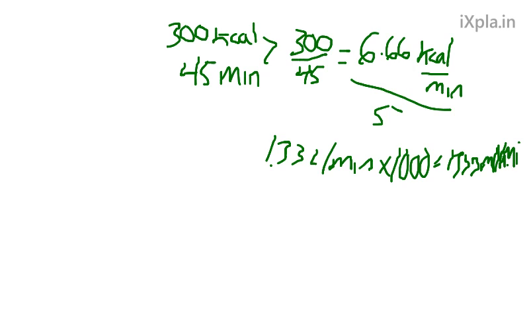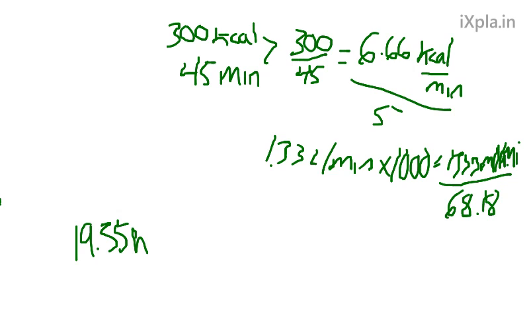Now we have to get kilograms in it and count his kilograms. He weighs 68.18 kilograms. So divide it this time by 68.18 kilograms. And that equals, do I have this written down? I do. That equals 19.55 milliliters per kilogram per minute.